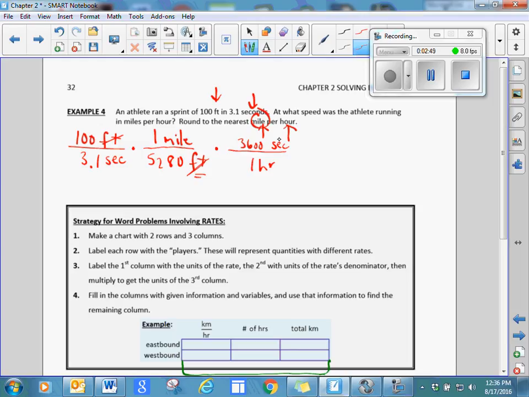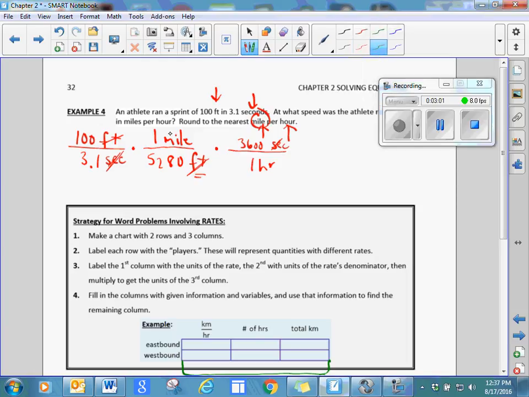So again, I put the seconds on top, so it will cancel with the seconds in the denominator over here where we started. So I now look at the units I have left. Let me move that guy. I've got miles. Check, check. That's what I'm supposed to have. I've got hours. That's what I'm supposed to have.